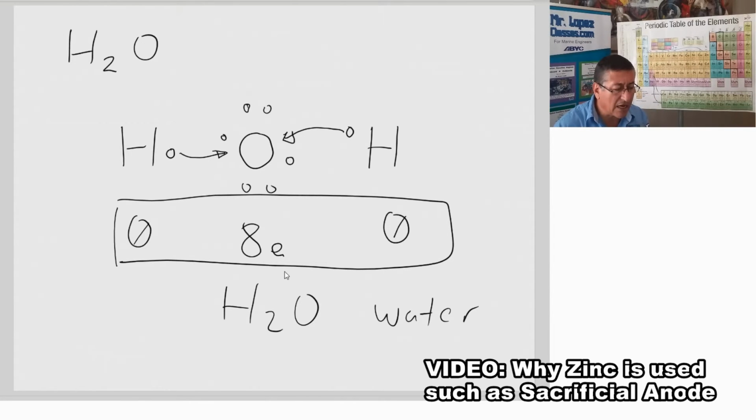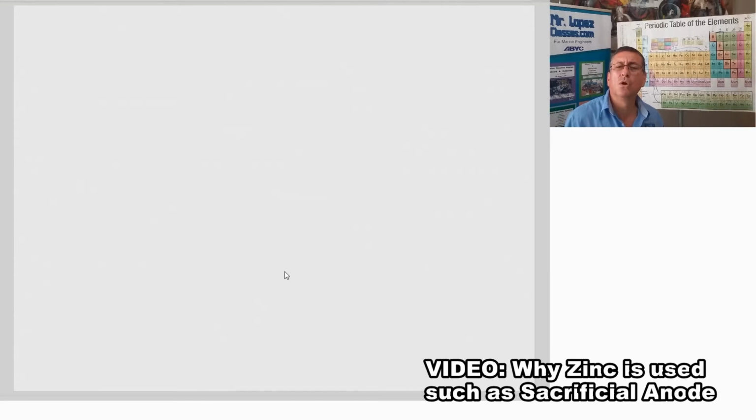Let me try to create another stable molecule or compound. Try to think of another molecule in the environment that is stable. What about the oxygen that you breathe? The oxygen that you breathe is the molecule O2. Is that molecule stable? Yes, it's stable. Let me check why that molecule is stable.